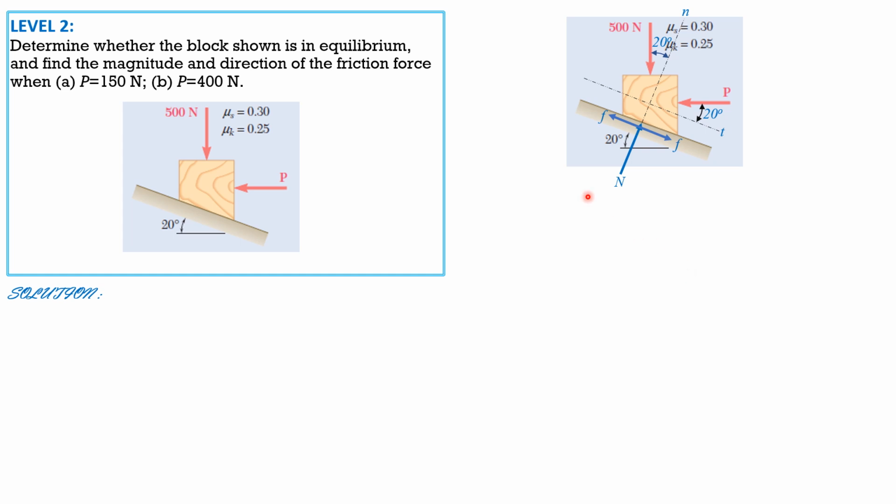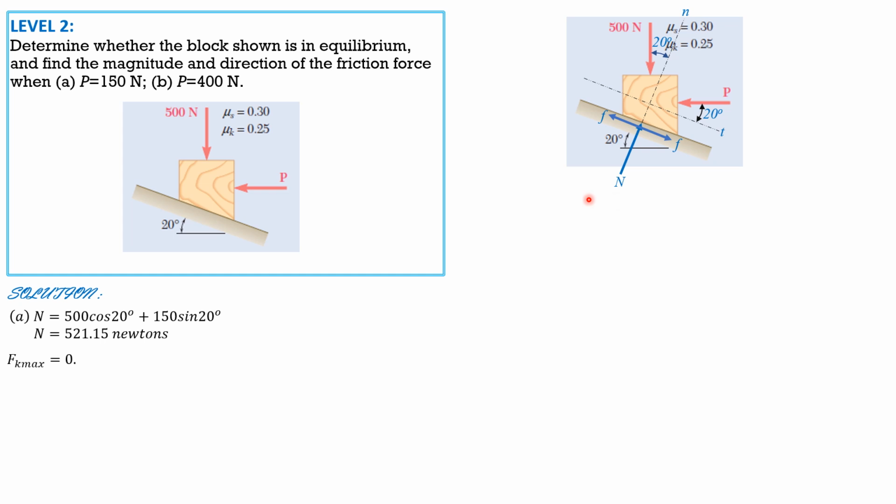So first, summation forces along the normal axis equals 0. So N equals 500 cosine of 20 plus P sine of 20, where P in part A is 150. So therefore, N is equal to 521.15 newtons. Then let's evaluate maximum frictional resistance when the body is in motion, which is Fk max.